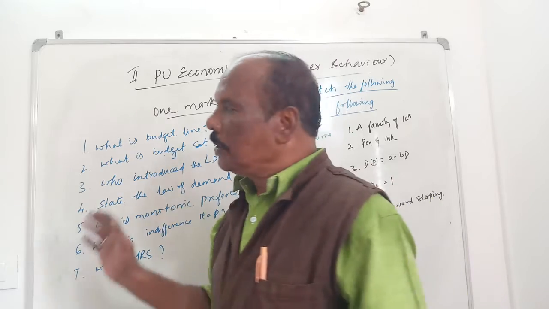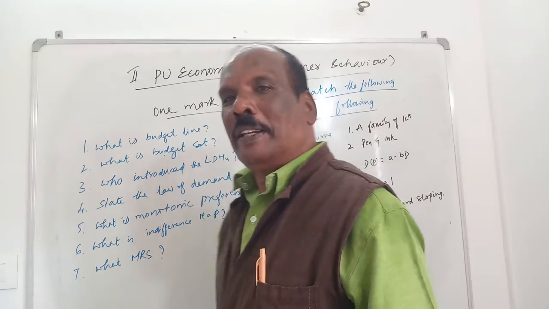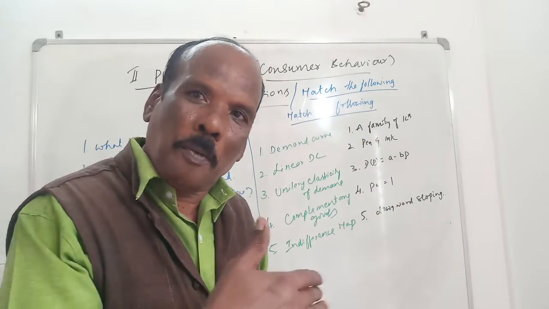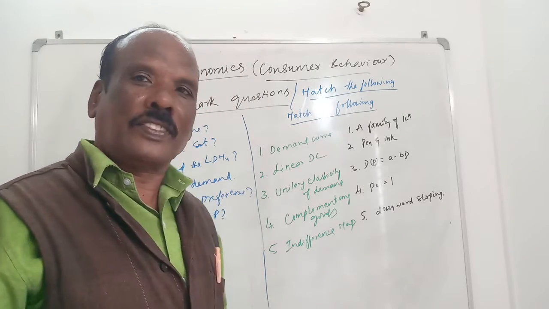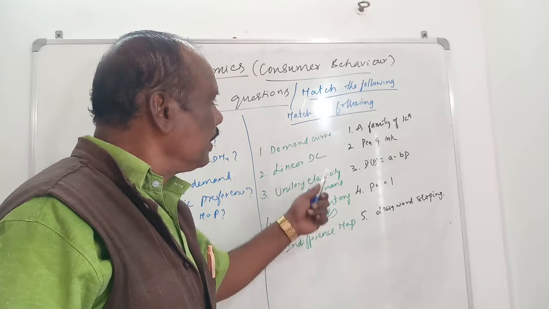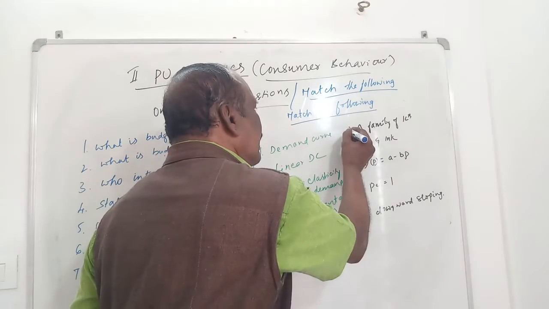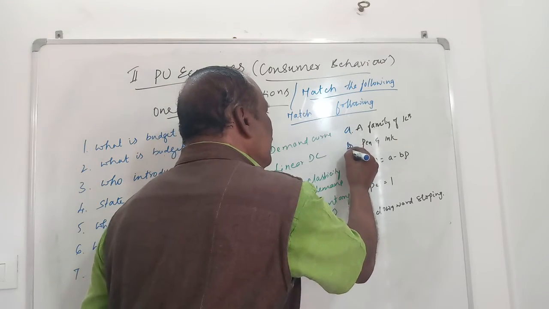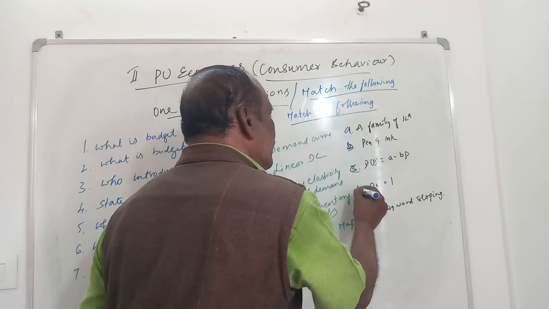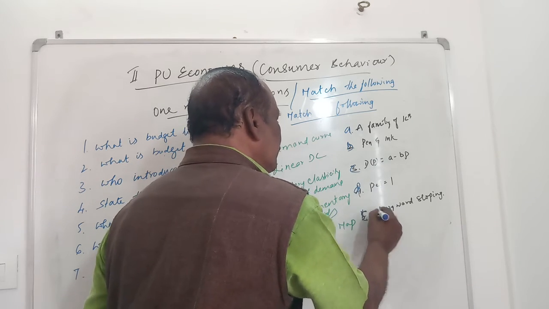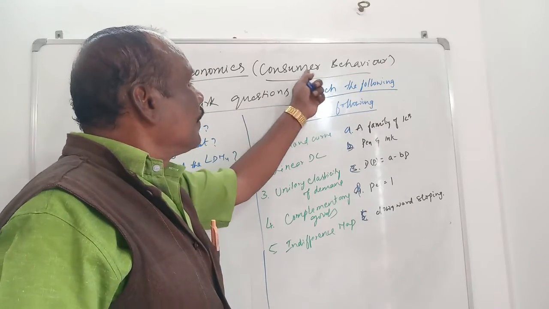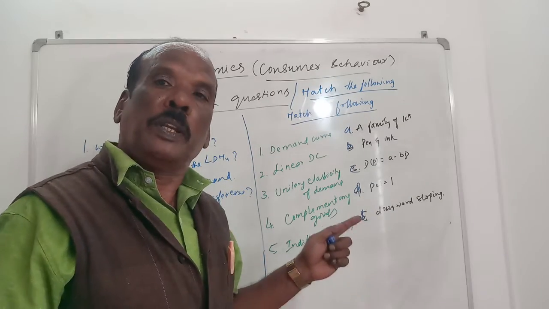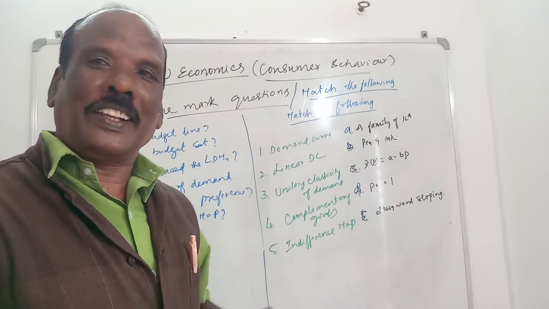Right? Coming to the other very important question, match the following. You have to match these lines, that is 1, 2, 3, 4, 5, with A, B, C, D, E. When you have studied the theory of consumer behavior, you will be able to answer this very easily.